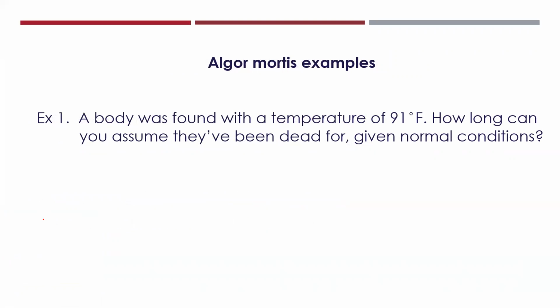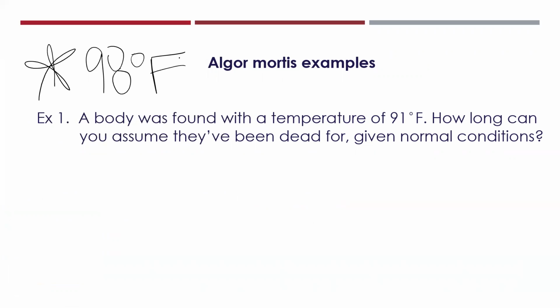Okay, so our first example. A body was found with a temperature of 91 degrees Fahrenheit. How long can you assume that they've been dead, given normal ambient conditions? The first thing you need to know is what is normal body temperature. You know that normal body temperature is about 98 degrees Fahrenheit. That is always going to be your starting temperature, what the healthy living person's temperature was.